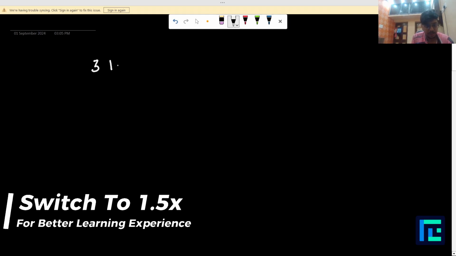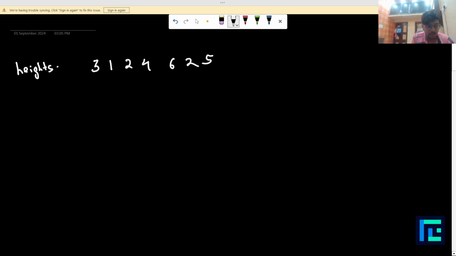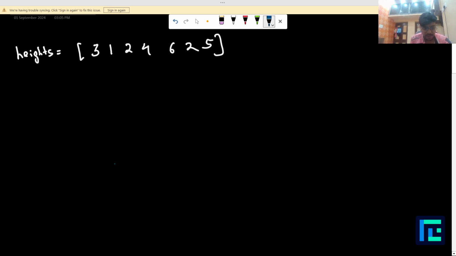3, 1, 2, 4, 6, 2, 5. These are nothing but the heights of the coral. Okay. So if I would like to draw the figure, do that. So this is my 3. This is my first coral that is having height of 3.